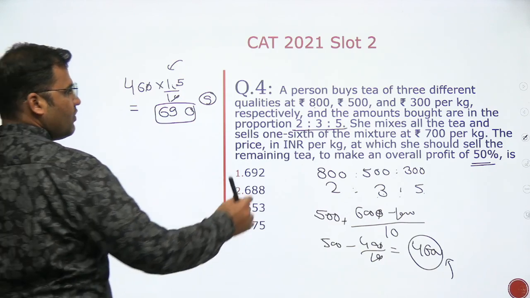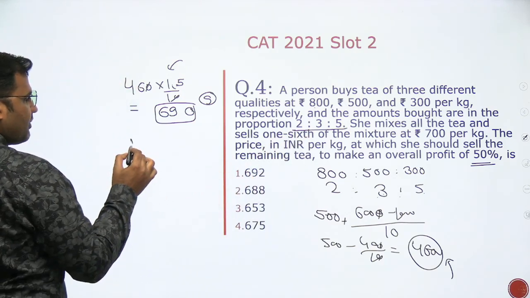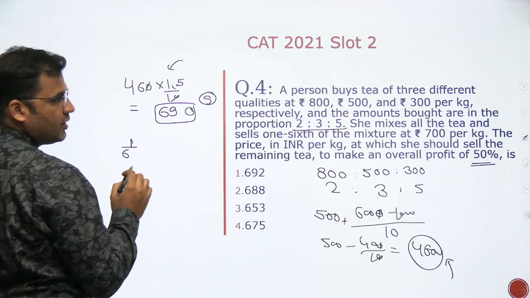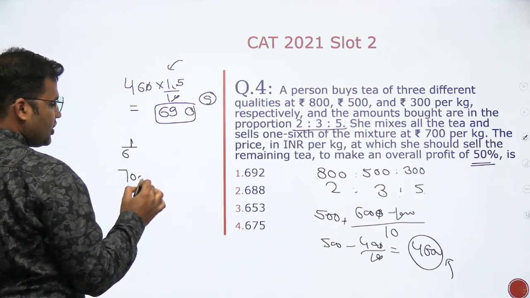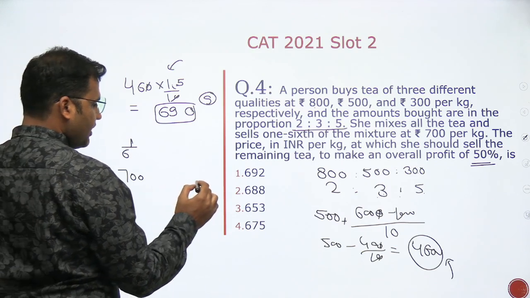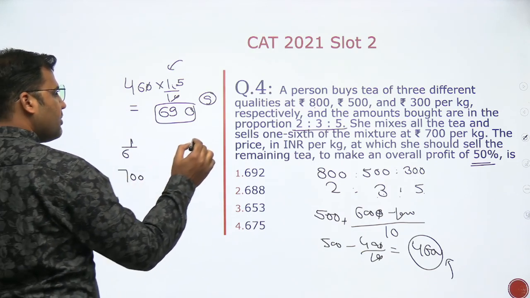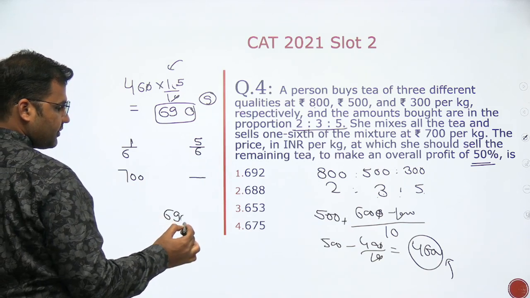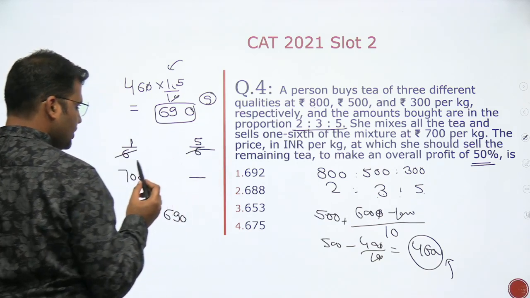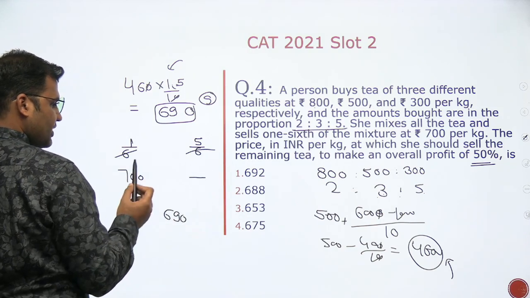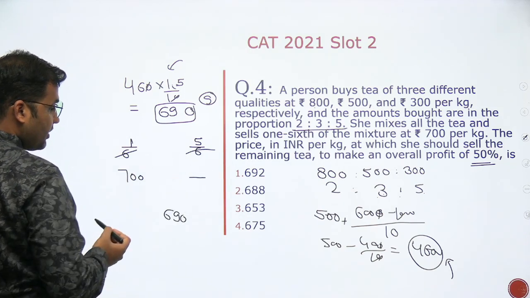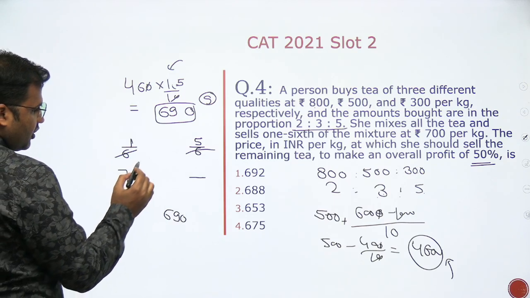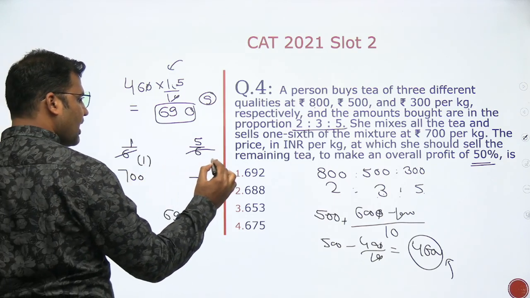Now क्वेश्चन में दिया हुआ है कि 1/6 ऑफ द मिक्सचर, आपने पूरे 1/6 मिक्सचर को 700 रुपीज पर केजी पे बेचा, right? रिमेनिंग कितने पे बेचना चाहिए? रिमेनिंग जो होगा वो 5/6 हो जाएगा, so that overall मेरे को 690 आए, right? So that means ये जो दोनों प्राइजेस मिक्स कर रहे हो आप, सेलिंग प्राइजेस, वो 1:5 में कंबाइन हो रहा है.